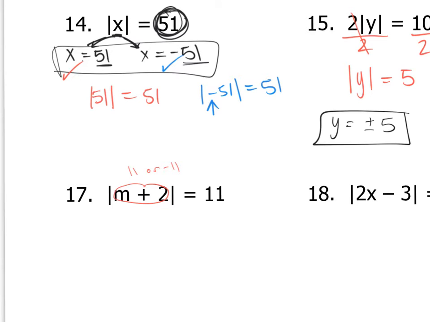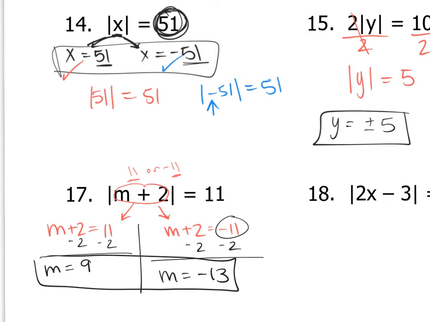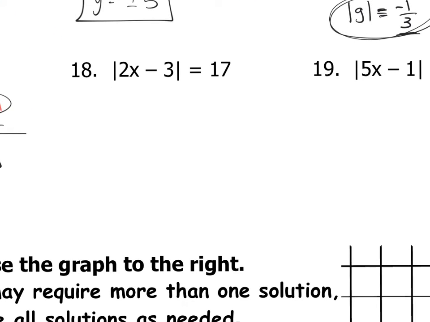So that means I need to take the numbers out of the absolute value, m plus 2 in this case, and I need to set them equal to either the positive or the negative version of their answer, very similarly to how I did it up here. On the left, I see that m plus 2 equals 11, so if I minus 2 on both sides, I have m equals 9. And on the right, if I minus 2 on both sides, since this is already a negative 11, I have m equals negative 13. So for this one, I have two separate answers, not plus or minus the same version of the same number.